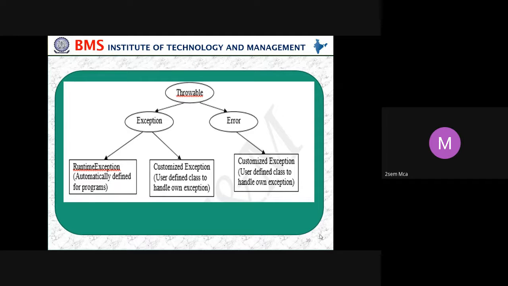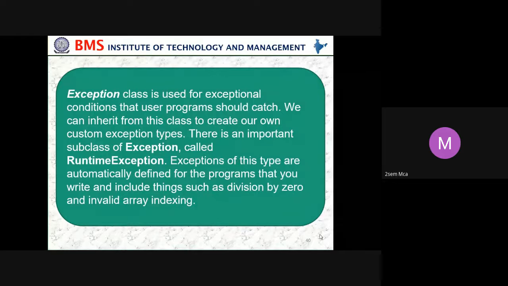Again, in Exception, we have RuntimeException that is automatically defined for programs. Customized exception is a user-defined class to handle our own exceptions. The Exception class is used for exceptional conditions that user programs should catch. We can inherit from this class to create our own custom exception types.